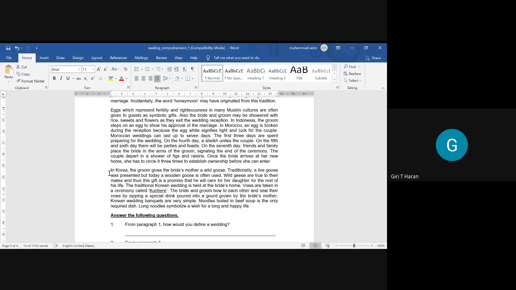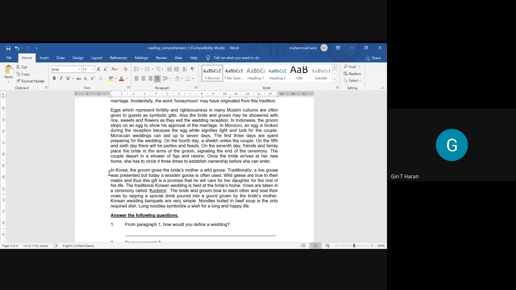In Korea, the groom gives the bride's mother a white goose. Traditionally, a live goose is presented, but today a wooden goose is often used. Wild geese are true to their mates, and thus this gift is a promise that he will care for her daughter for the rest of his life.